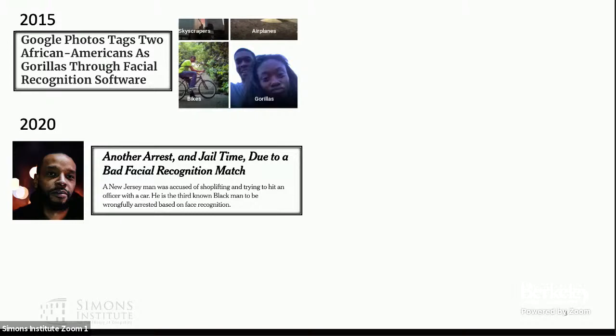So I went back and saw what happened in 2015, how did they address this issue? It turns out that the fix they came up with was to remove the word gorilla from their captioning lexicon. So I guess it's no longer that surprising that some of these systems are still pretty broken.